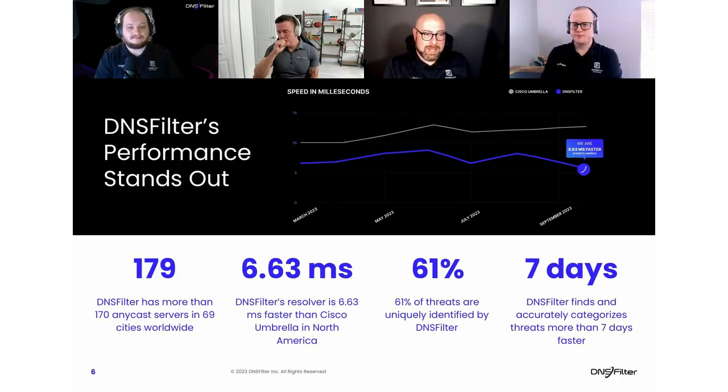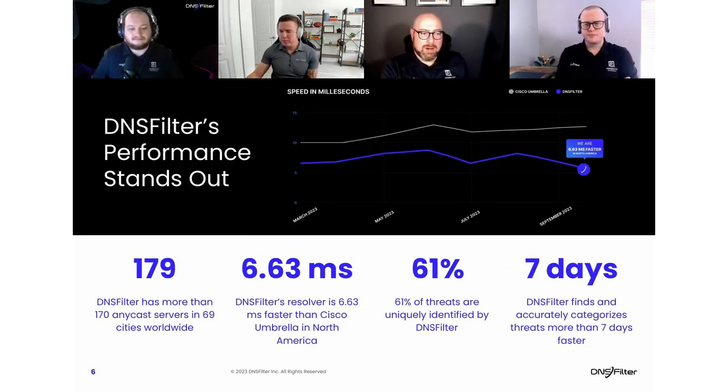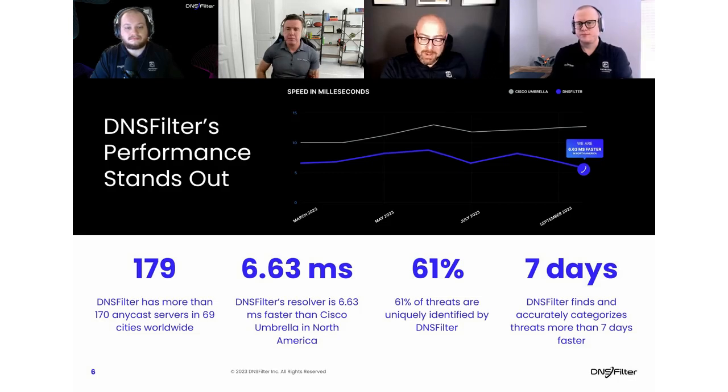And to that end, we have 179 servers in 69 different cities worldwide, which means that no matter where you are in the world, when you install our roaming client, no matter where your users are in the world, they're going to have the fastest connection to the DNSFilter edge. And when I say the fastest, our nominal latency in North America is about 6.63 milliseconds currently.